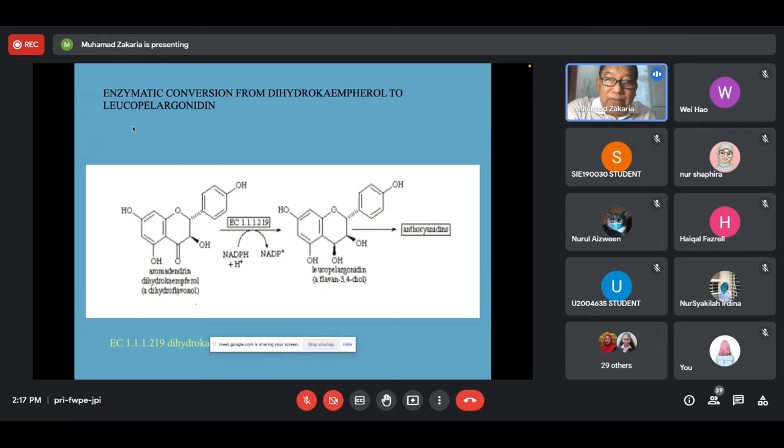The enzymatic conversion of dihydrocampherol to pelargonidine. Pelargonidine is this, whereby subsequently they are converted into cyanidine. Anthocyanidins are substances that are very, very colored. You see some flowers are blue or dark red, dark orange. There's a possibility the colors are due to anthocyanin or anthocyanidine.